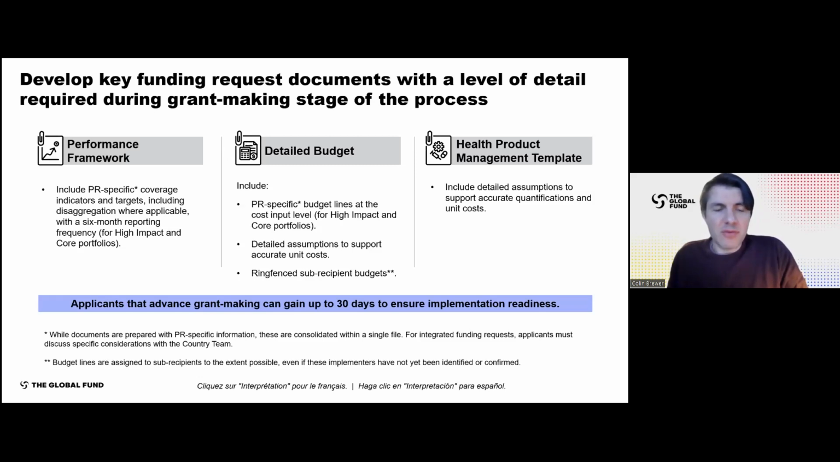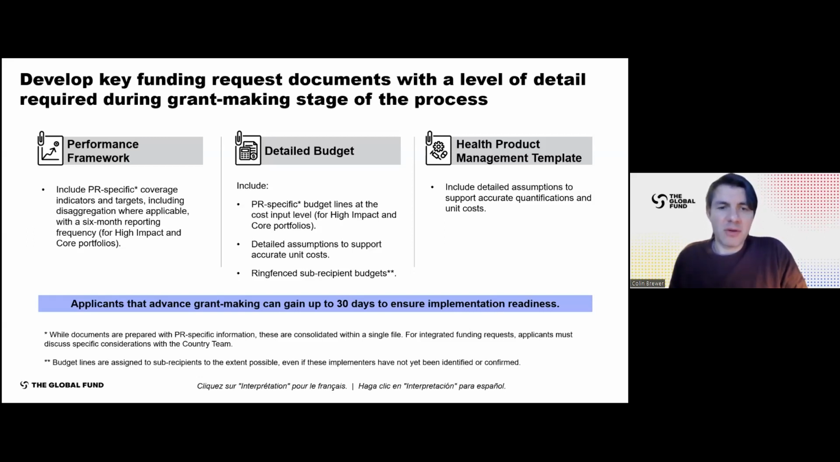For the detailed budget, this would mean providing PR specific budget lines, which have already been budgeted at the cost input level. Again, that cost input requirement applies for high impact and core portfolios. Detailed assumptions to support accurate unit costs are recommended to be included. Again, this is where having the knowledge and experience of the PR is very helpful, given their work on this in the past cycle. And where possible, ring fencing subrecipient budgets.